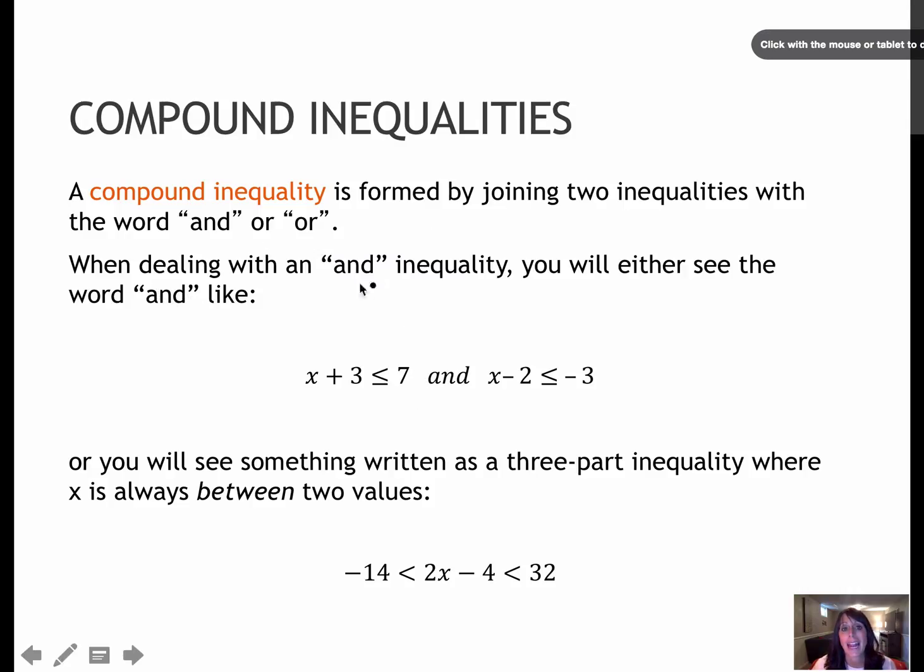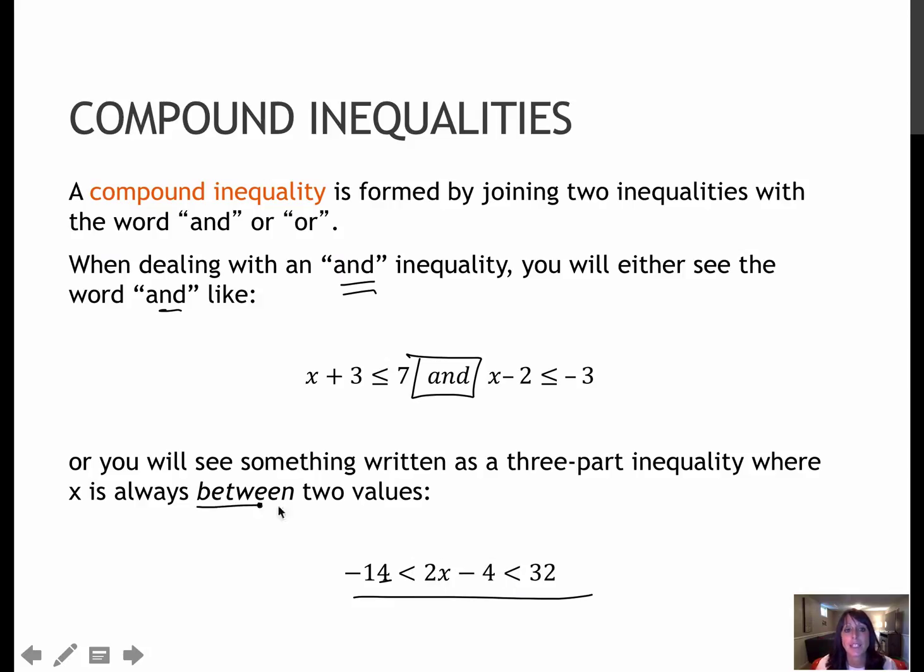In dealing with an and inequality, you're going to see the word and, where it gives me two separate inequalities separated by the word and. Or you're going to see something written as a three-part inequality, where I've got a constant, generally, on each end, and then an expression in the middle. This means that it's between two values, and we always use less than or equal to. We never go in the opposite direction when you write that as your final answer.